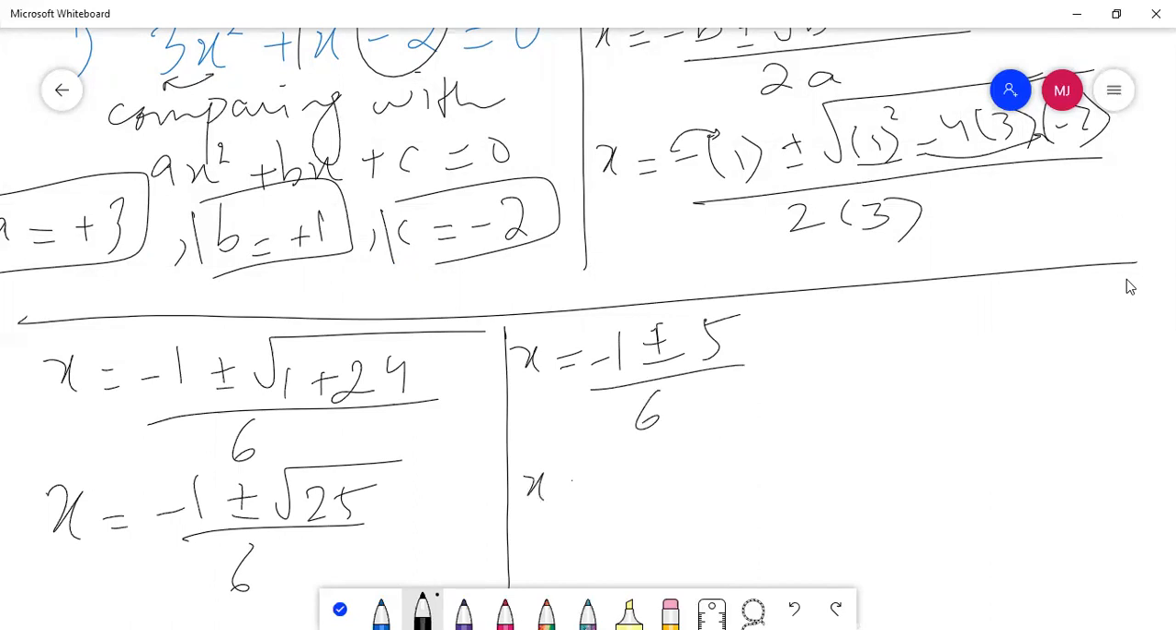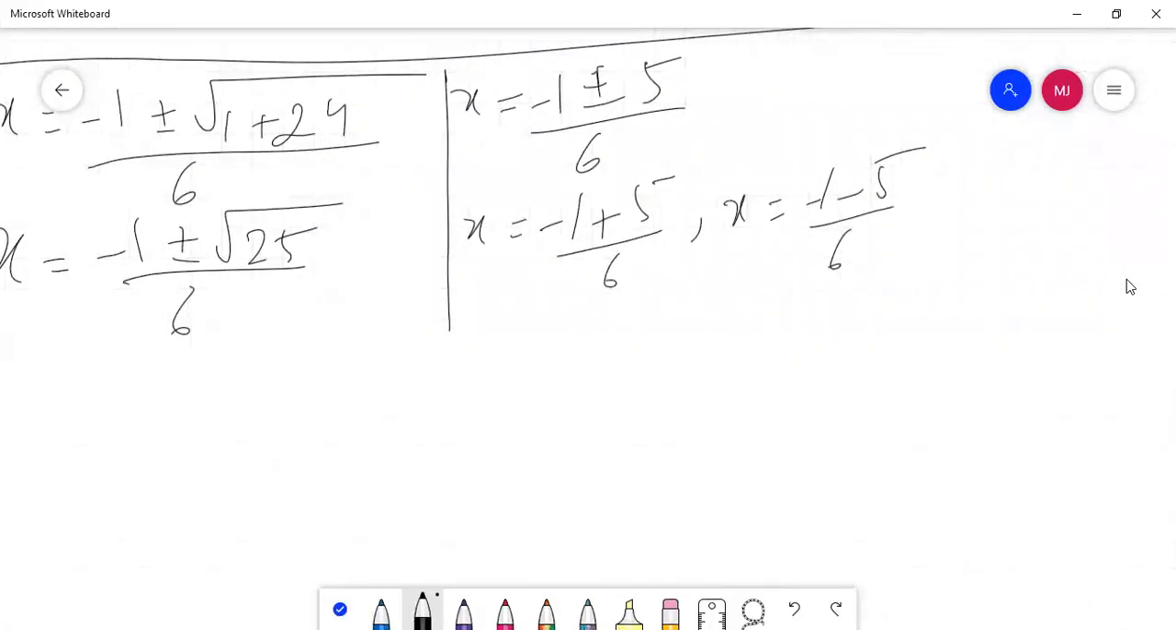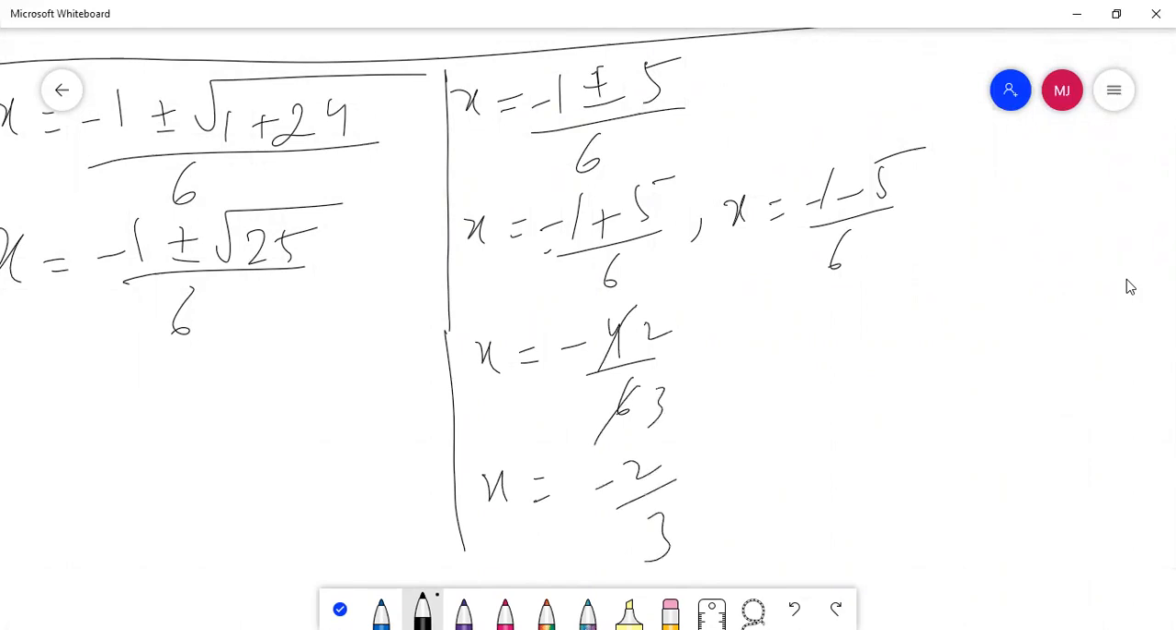So I will split into two values, one with plus sign, minus 1 plus 5 upon 6, and minus 1 minus 5 upon 6. Alright. So I will get two values on simplification. Minus 1 plus 5 will give me minus 4 upon 6. If I simplify, 2 2s are 4, 2 3s are 6, minus 2 upon 3. And minus 1 minus 5 will give me minus 6 upon 6. 6 1s are 6, 6 1s are 6. x is equal to minus 1.